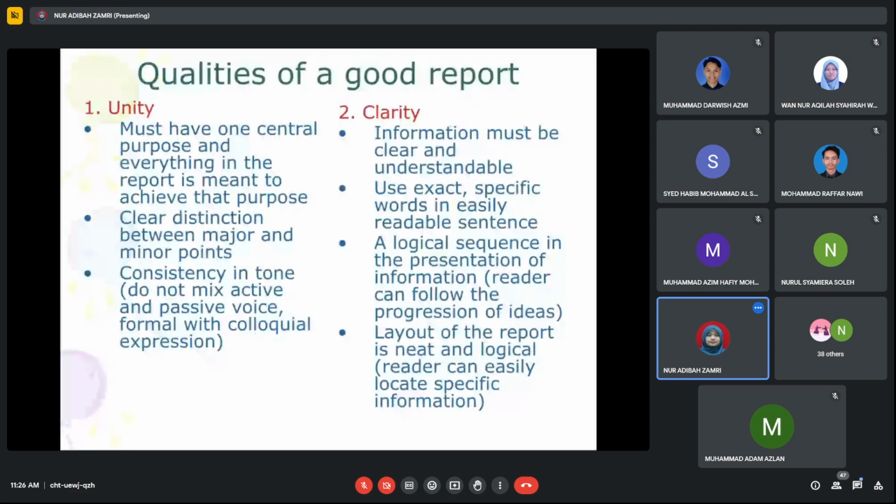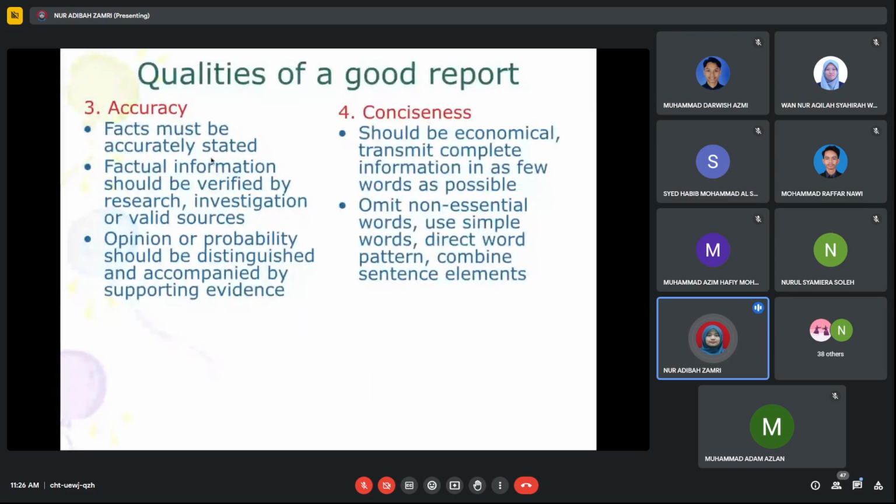All right, next is accuracy. Facts must be accurately stated. Factual information should be verified by research, investigation, or valid sources.